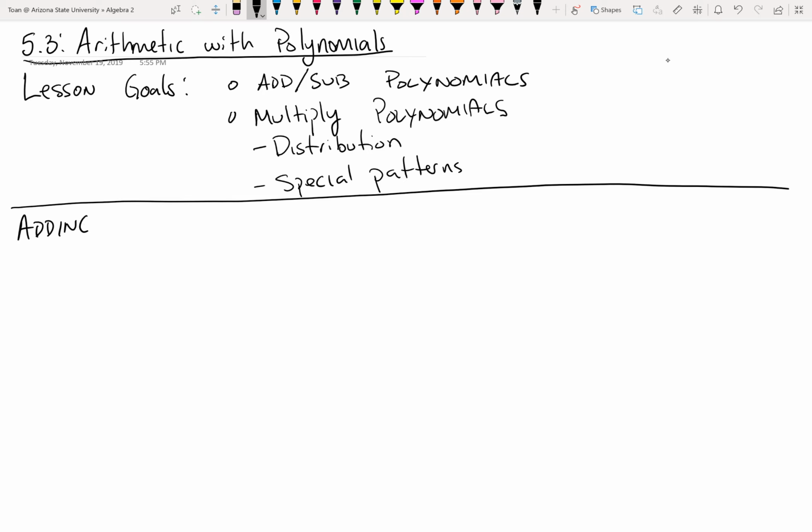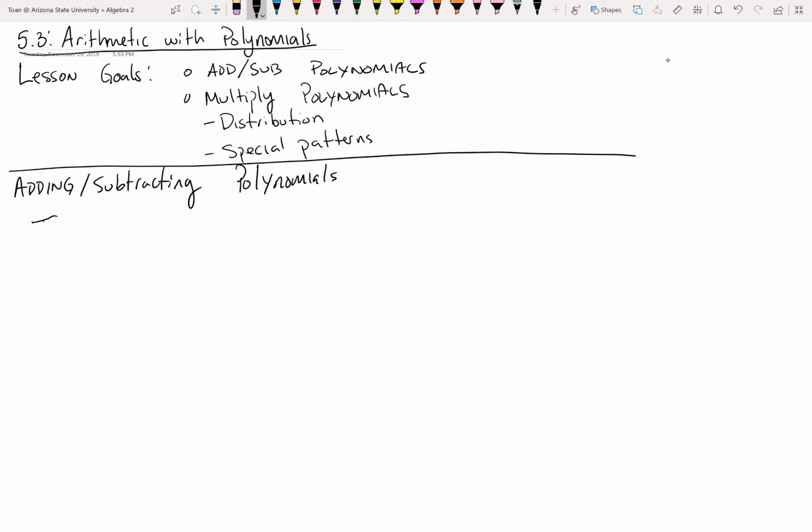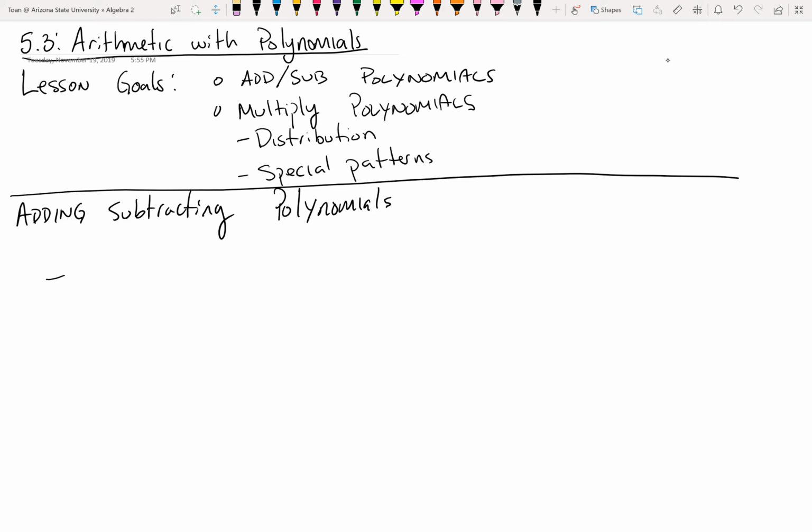Let's talk about adding and subtracting polynomials. Looks a bit zoomed in, but there we go. The idea is pretty simple. All it is, is combining like terms, right? It isn't a complicated idea. It isn't a difficult idea. It's just basically putting all the like pieces together.